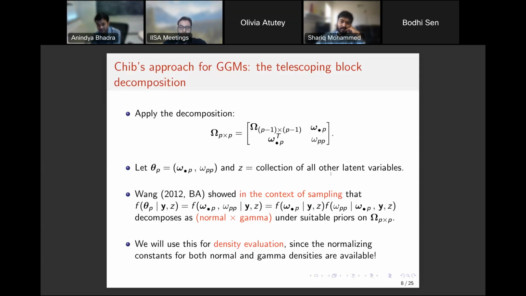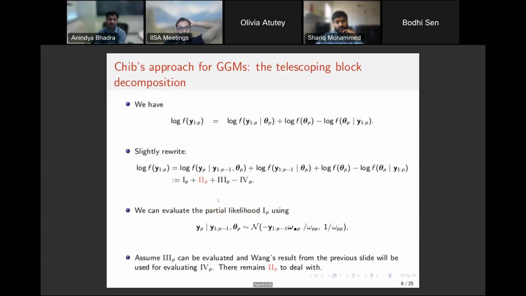Okay, why is that? Because the normalizing constants of both normal and gamma densities are available. So this is actually not something that Wang needs. Even if it is normal times gamma, he just needs to sample, okay? But for us, it's crucial that the normalizing constants for this last row and column, conditional on everything else, is tractable under very, very mild conditions. So let's see how we do this.